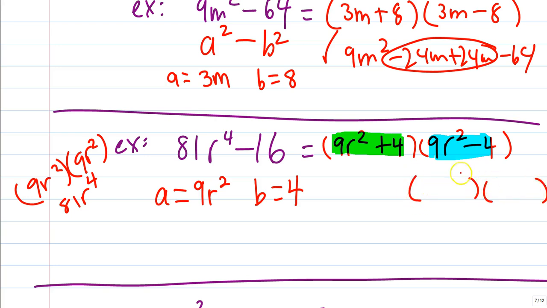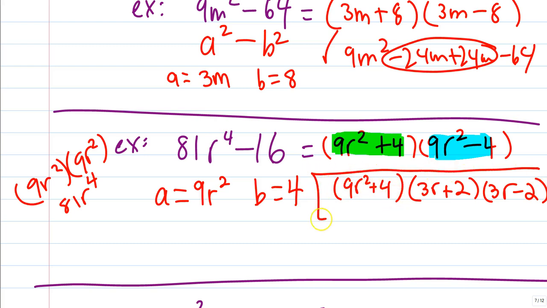Then this can turn into two groups. What multiplies to make 9r squared? 3r and 3r. What multiplies to make the 4? A plus 2 and a minus 2. And the one that's not factorable, we bring down. So this is kind of a fun one because you did the regular a squared minus b squared, but you ended up with another a squared minus b squared that you had to factor. So be careful to check your answers and see if you can factor any further.